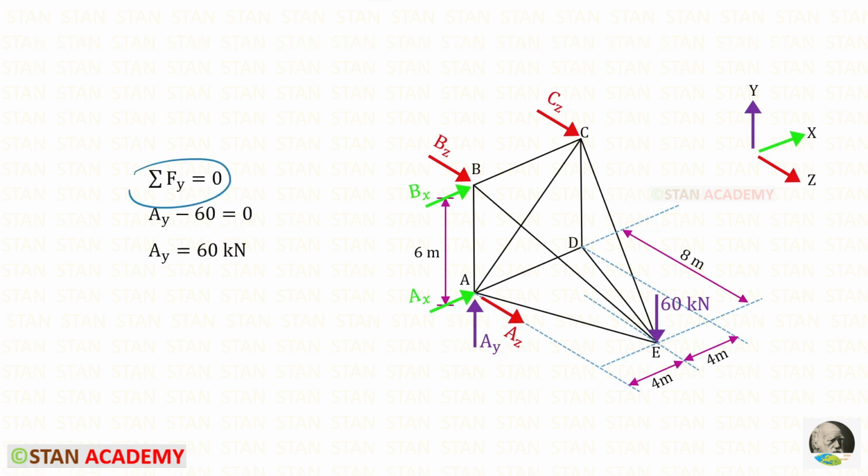Let us apply this rule. Let us keep upwards as positive and downwards as negative. So this will be negative and this one will be positive. In this way, for AY, we will get 60 kilonewton.